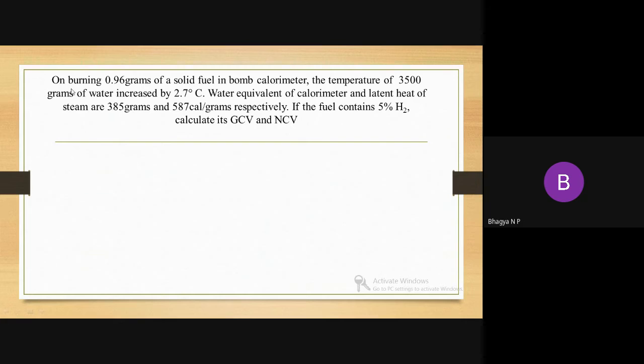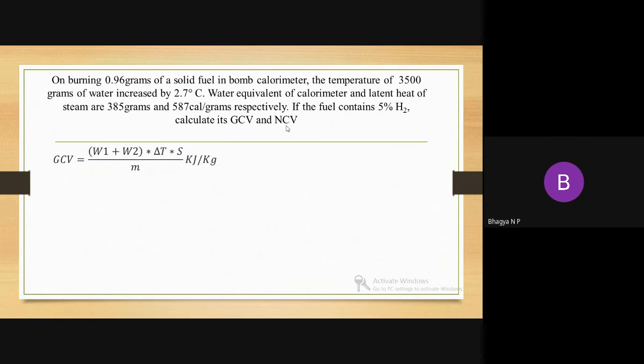The problem is: on burning 0.96 grams of solid fuel in a bomb calorimeter, the temperature of 3500 grams of water increased by 2.7 degrees Celsius. The water equivalent of the calorimeter and the latent heat of steam are 385 grams and 587 calories per gram respectively. If the fuel contains 5% hydrogen, calculate its GCV and NCV. GCV means gross calorific value, NCV means net calorific value.